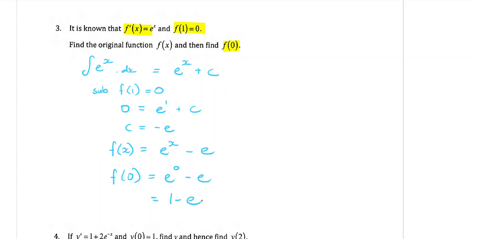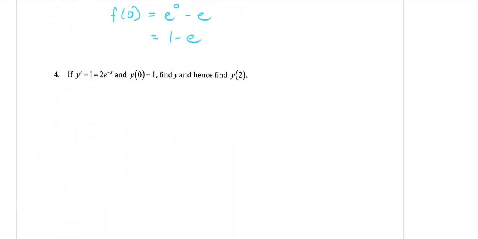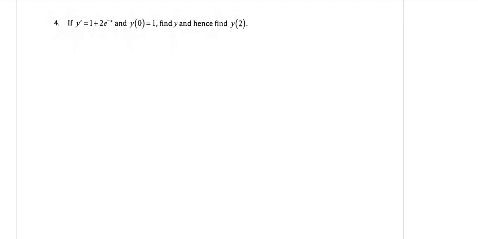We still good? Yeah? Great. Question 4. If y dash equals 1 plus 2 e to the negative x, and y of 0 equals 1, find y and hence y of 2. That's pretty much just like the last question that we did, except we're calling it y of 0 instead of f of stuff, right? Very, very similar question. So to find the y equation, I'm going to have to integrate. Integrate 1 plus 2e to the negative x with respect to x.